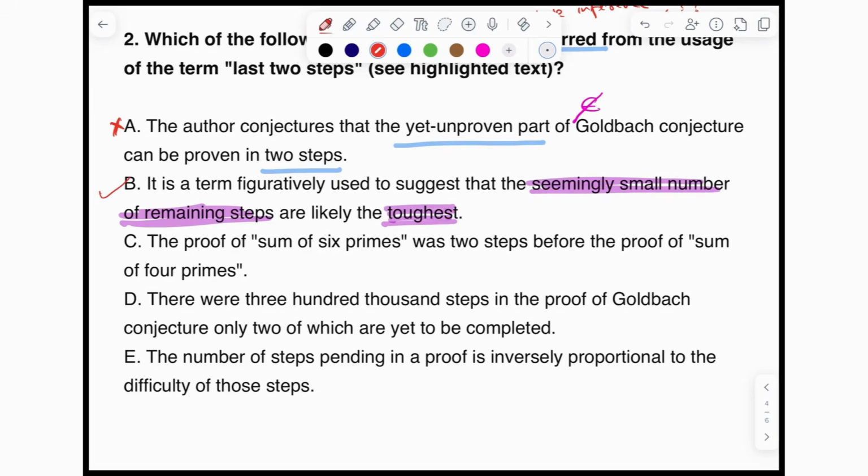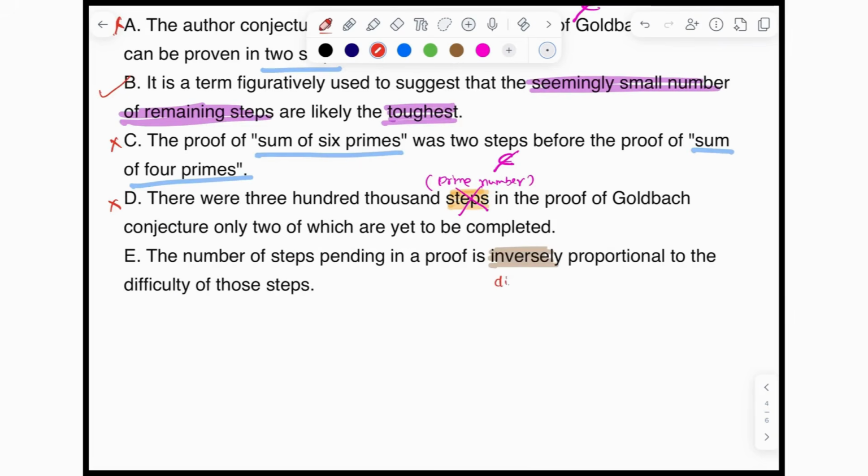Again, verifying option number 3, there are two sets of events. The first one is the sum of 6 primes, and the second one is the sum of 4 primes. In option number 3, as per the author and as per the mathematical attempts made, there's no pattern as such. And so, option number 3 is also eliminated. These two sets of events have no correlation with each other. Now, option number 4 speaks about 300,000 steps, and in fact, it is all about 300,000 prime numbers, not steps.